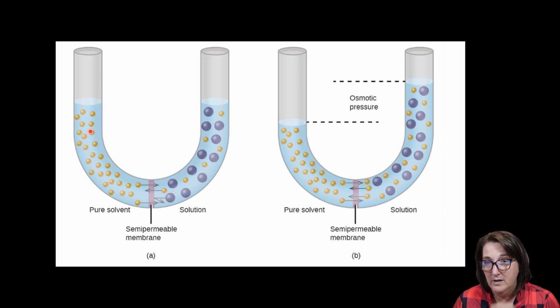And then water is going to want to equal out too. But I have so much stuff over here. I have these big purple spheres and these little yellow spheres, so I have the exact same amount of water over here as I do over here. My water's at equilibrium. But it looks like I have more because these solutes are taking up space inside my solution.